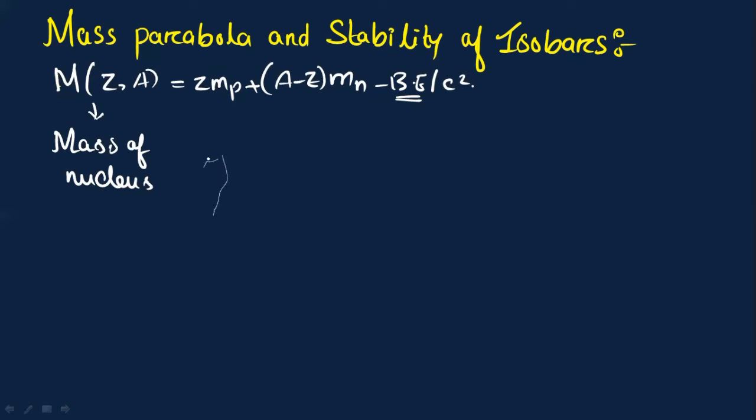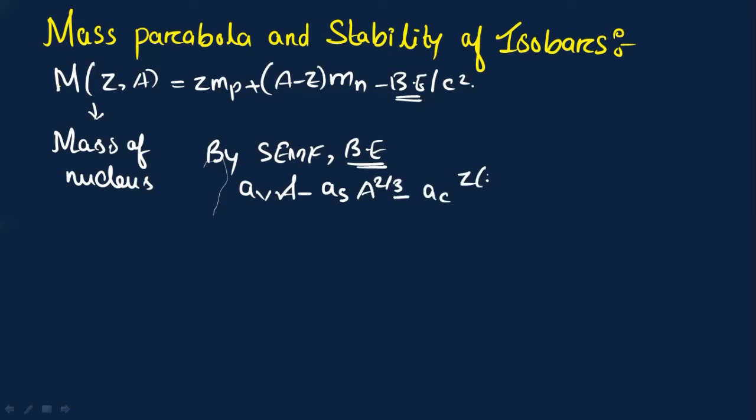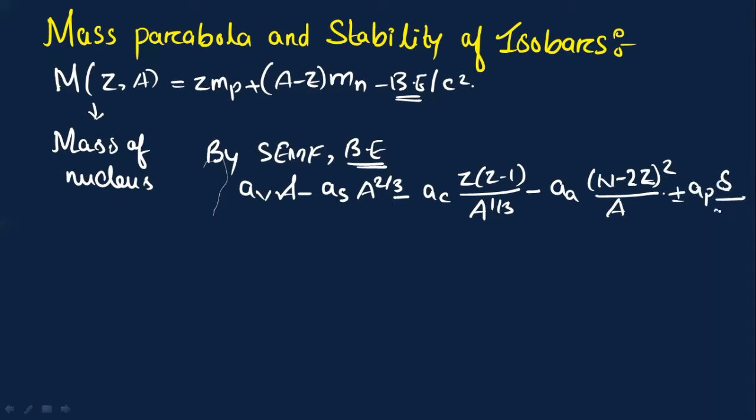By the semi-empirical mass formula, the binding energy was equal to a_V A minus a_S A to the power 2/3, minus a_C Z(Z minus 1) divided by A to the power 1/3, minus a_A (N minus 2Z) whole square divided by A, plus or minus a_P delta divided by A to the power 3/4. We already know that these are the volume energy term, the surface energy term, the Coulomb energy term, the asymmetry energy term, and the last is the pairing energy term.